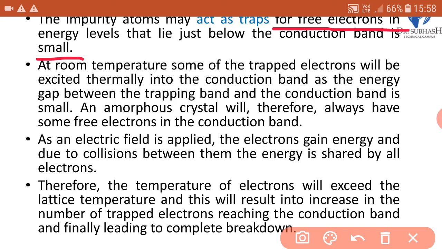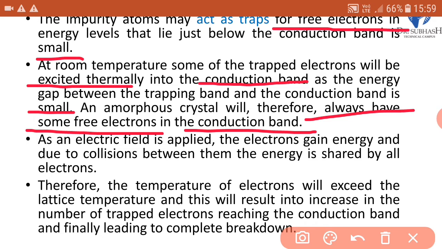So impurity atoms act as traps for the free electrons. At room temperature, some of the trapped electrons will be excited thermally into the conduction band as the energy gap between the trapping band and the conduction band is small. An amorphous crystal will therefore always have some free electrons in the conduction band. As an electric field is applied, the electrons gain energy and due to collisions between them, the energy is shared by all electrons.